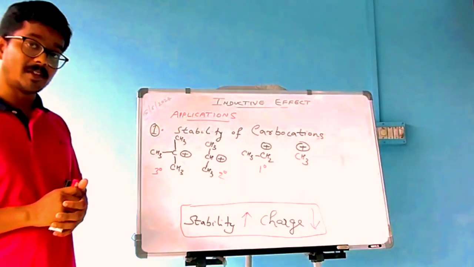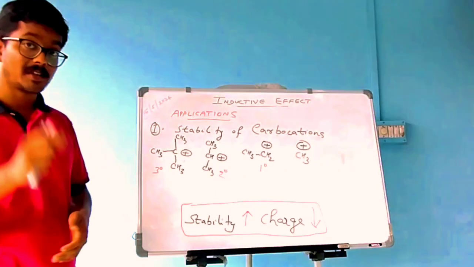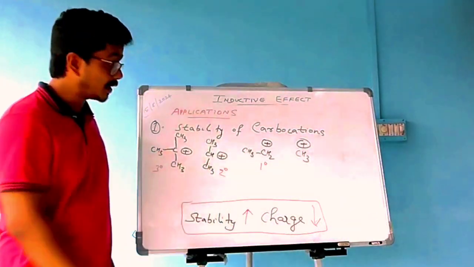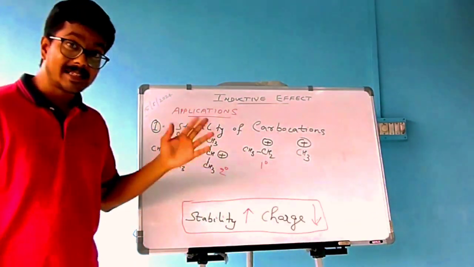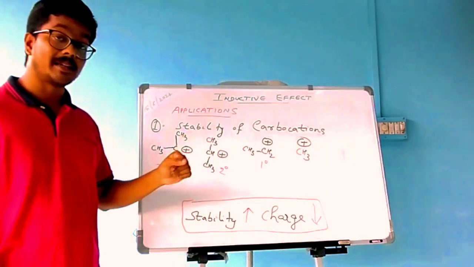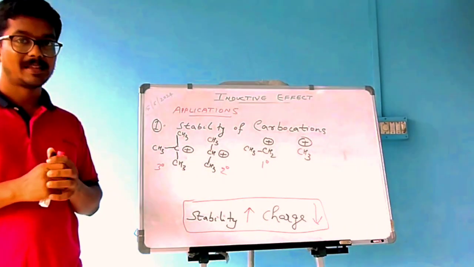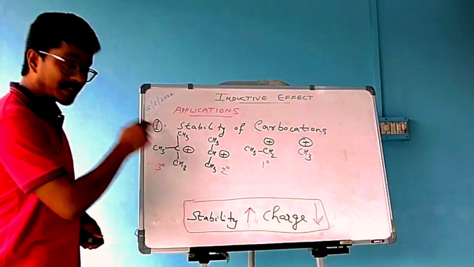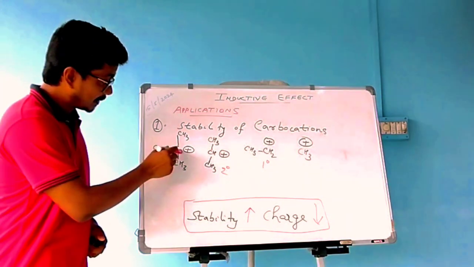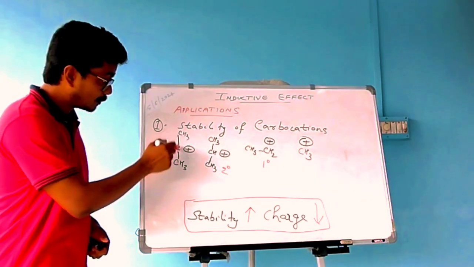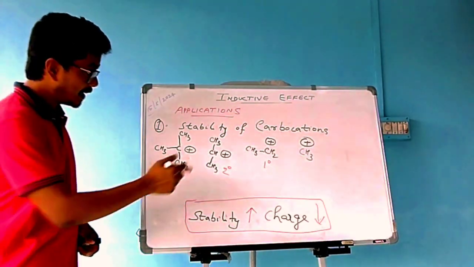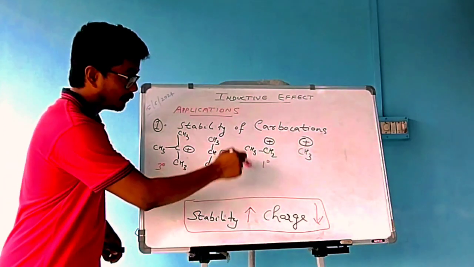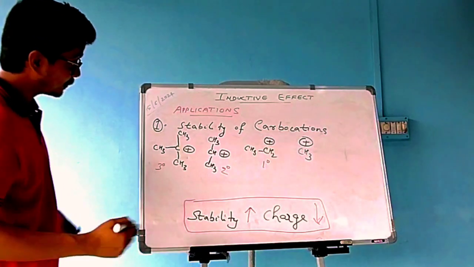Before applying the inductive effect on the stability of carbocation, we must understand one concept. The stability of an intermediate like carbocation increases with a decrease in the charge carried by the carbon atom. Let's consider this example. This is a tertiary carbocation. The central carbon is carrying the positive charge, which is bonded to 3 other carbon atoms. And here the central carbon is bonded to 2 other carbon atoms. Here only 1, and this is methyl carbocation.